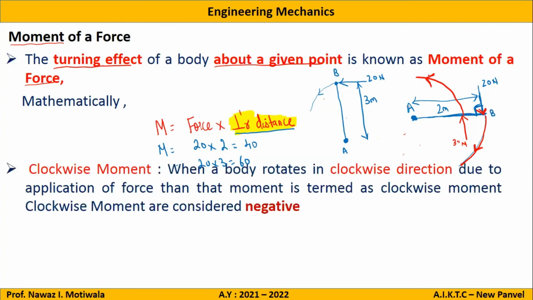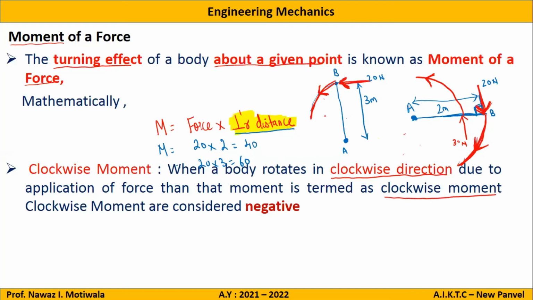So now here I will write clockwise movement. When a body rotates in clockwise direction, it's a very simple definition. When a body rotates in clockwise direction due to application of force, then that movement is termed as clockwise movement. किसी को डाउट है definition में?